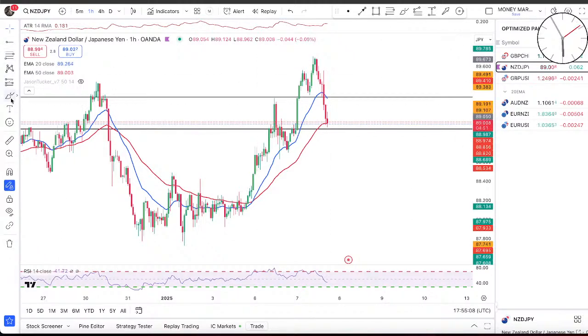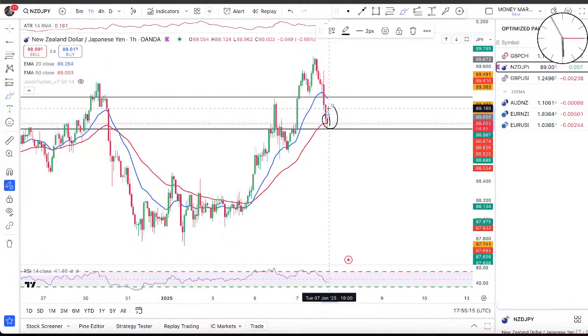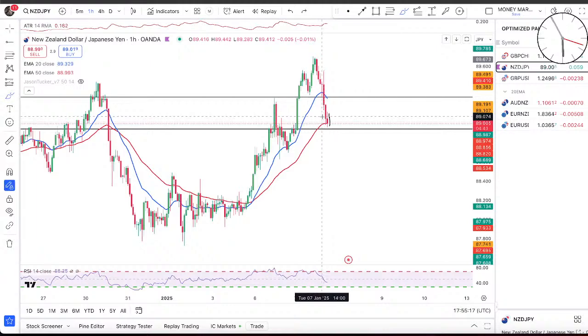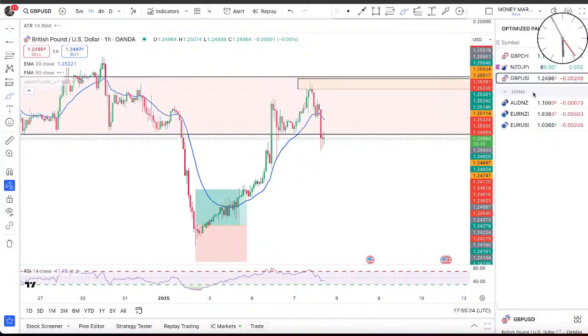Keep an eye on Japanese yen, this one, NZD/JPY. We might get a possible entry on 1 hour as well. Bullish engulfer can happen on 1 hour. So keep an eye here on bullish engulfer. It is something I'm looking at on 1 hour time frame.